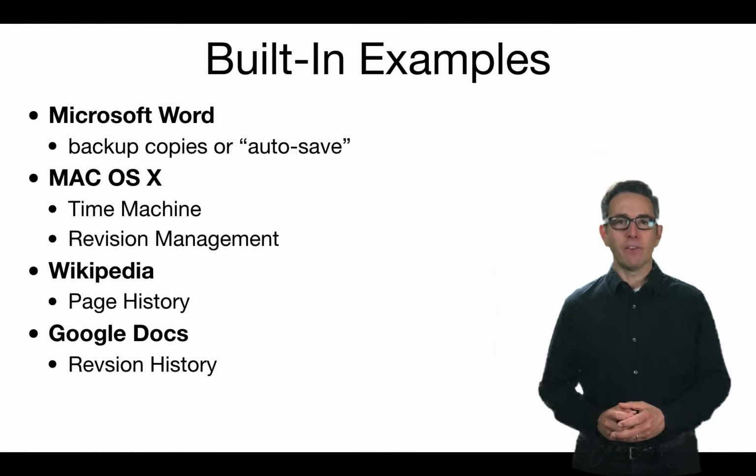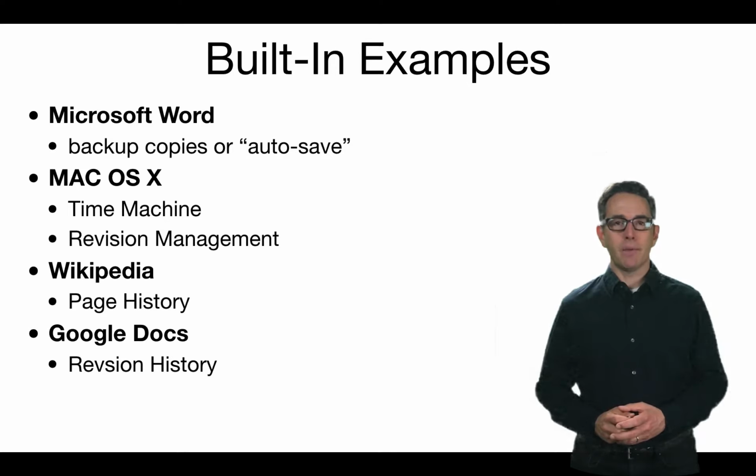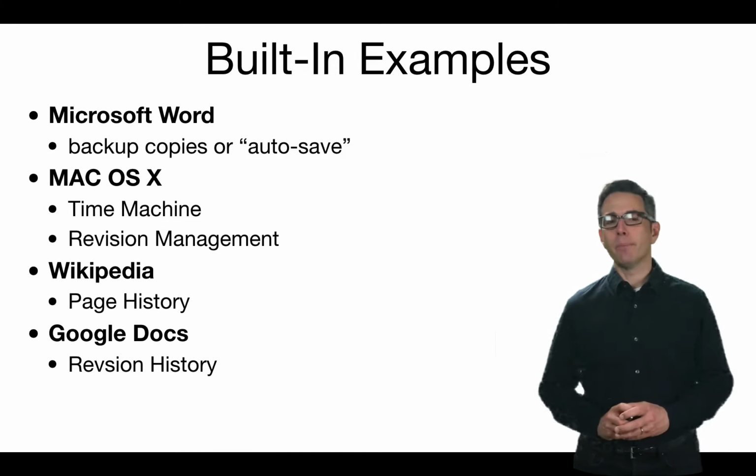You just keep track of the previous version of your document in history. And it's usually only just one document at a time. So that's a straightforward example. Maybe a little bit more complex example is the Mac operating system's Time Machine.